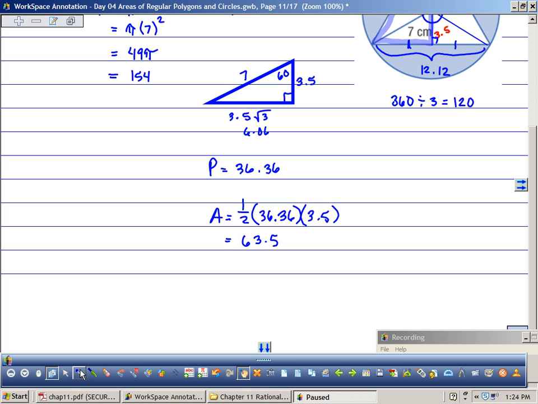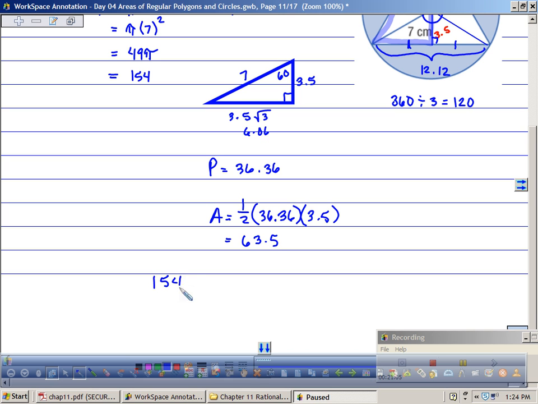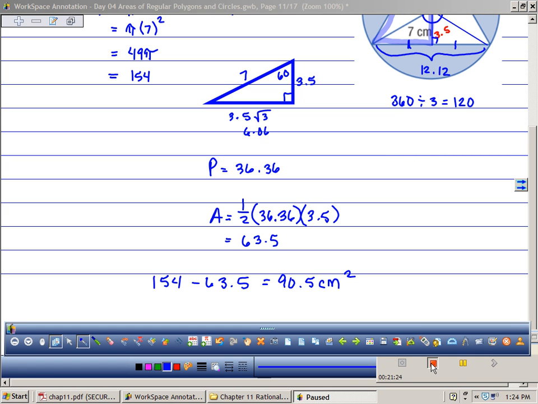You guys subtract it. Right? We were trying to find the area of the shaded region. So 154 minus 63.5 equals a grand total of 90.5 centimeters squared for the area of the shaded region. And we're done.